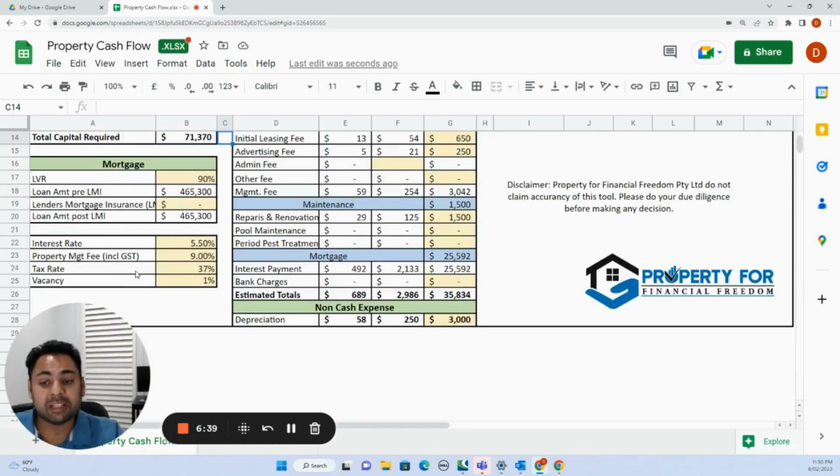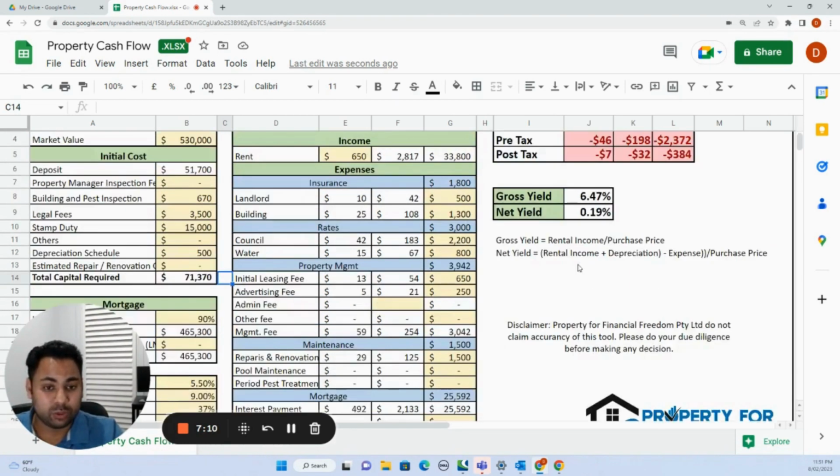Next is property management fees. Generally in Perth it's a bit higher, depending on the state. In Victoria, you may find it cheaper. In Perth it was very expensive, but now it is very competitive and coming down. We have a very good property manager who charges around 9%, so I'm using 9% property management fees here.